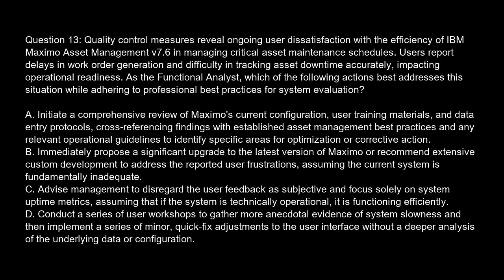Option C. Advise management to disregard the user feedback as subjective and focus solely on system uptime metrics, assuming that if the system is technically operational, it is functioning efficiently. Option D. Conduct a series of user workshops to gather more anecdotal evidence of system slowness, and then implement a series of minor, quick-fix adjustments to the user interface without a deeper analysis of the underlying data or configuration.